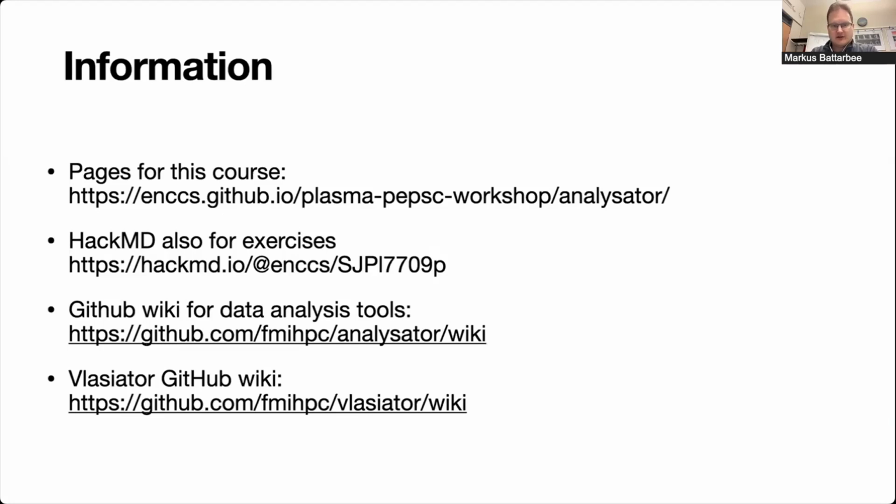We do have also an Analysator wiki page, which is in various states of outdatedness, but there have been various attempts to bring it up to date. I think these pages that we are now building will be the next iteration and hopefully a bit easier to read. And you might also want to refer to the Vlasiator wiki or the Vlasiator outputs pages on the course documentation.